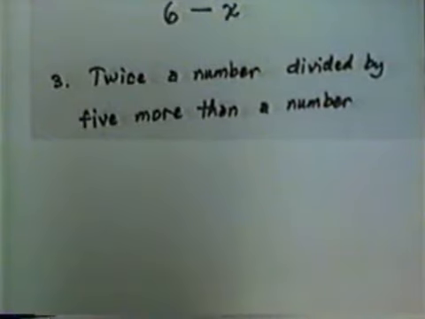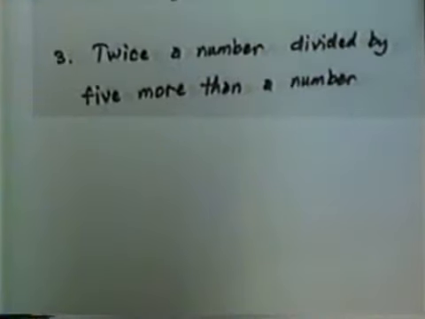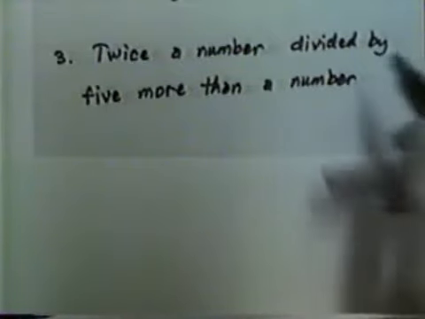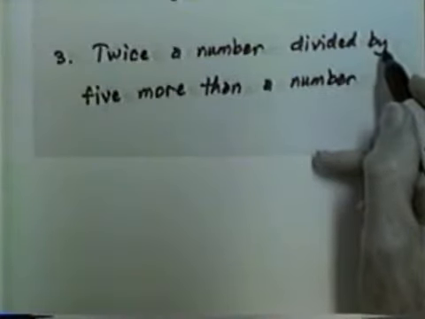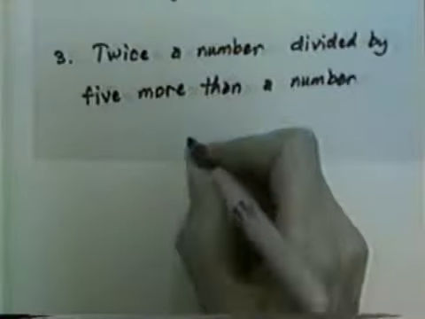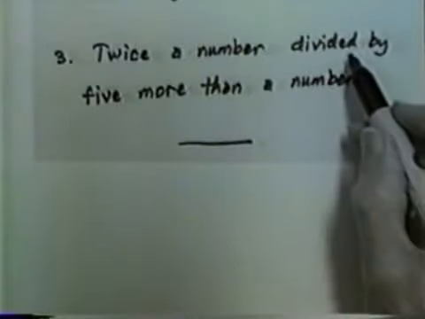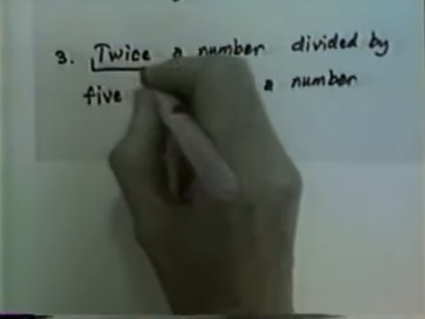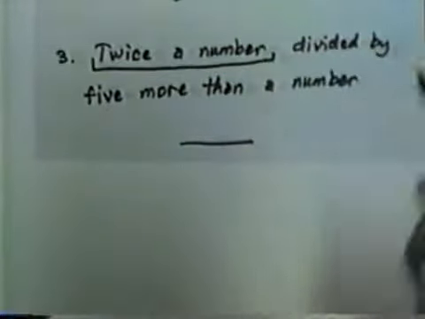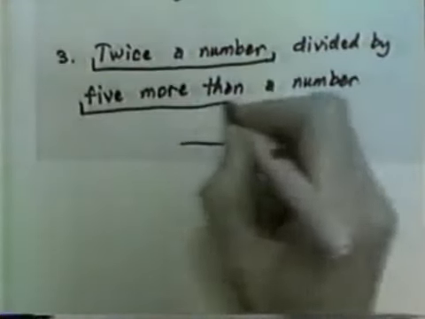Example 3. Twice a number divided by 5 more than a number. A key phrase here is divided by. We know that we're going to divide, and so that means we need a fraction bar. Divided by connects twice a number and 5 more than a number.